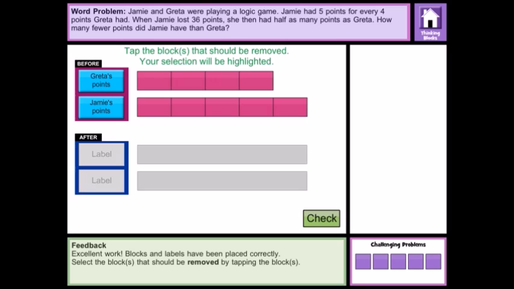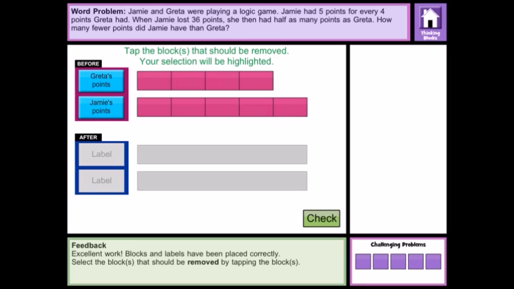What happens next is that some of the bars have to be taken away. Can you see why? That's right, we have to lose some of the bars because Jamie loses some of her points. The question says that she loses 36 points, but this doesn't help us because we don't know how much each of the little blocks is worth. So we then have to go to the next part.